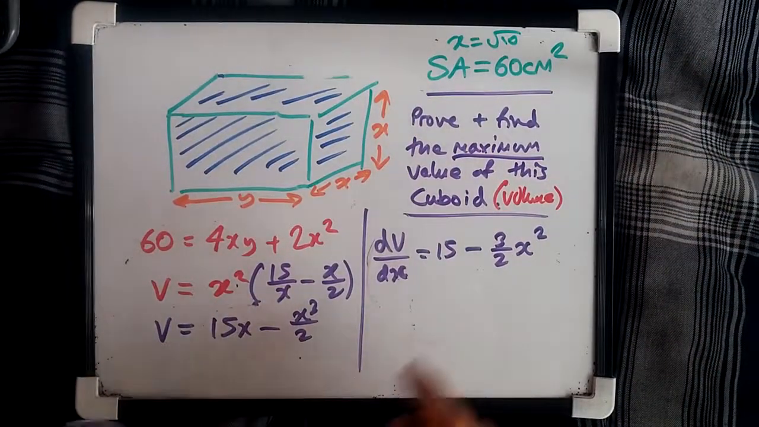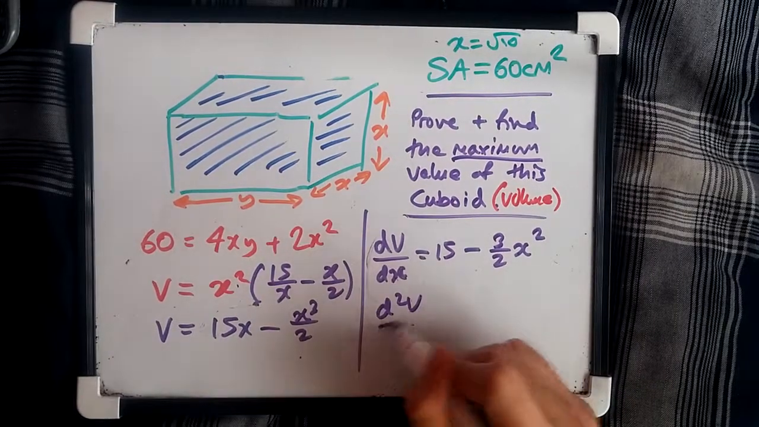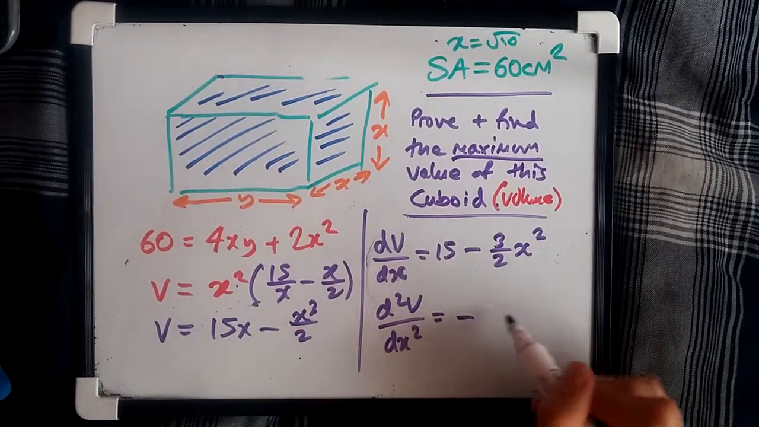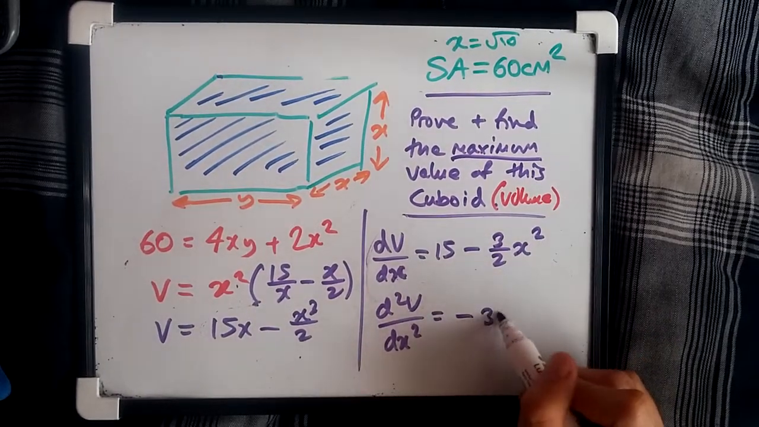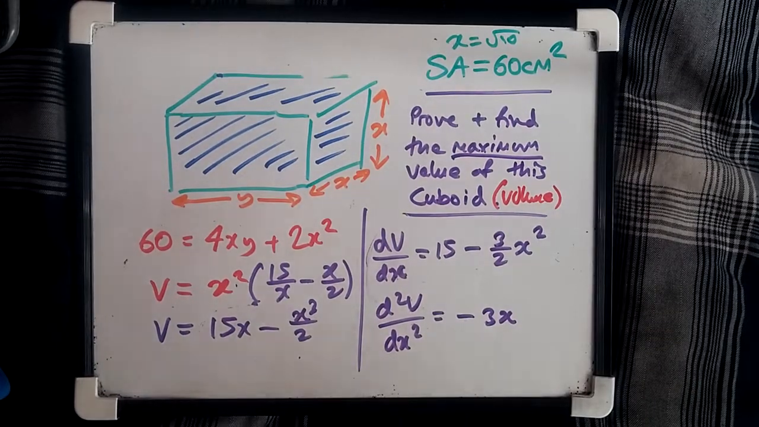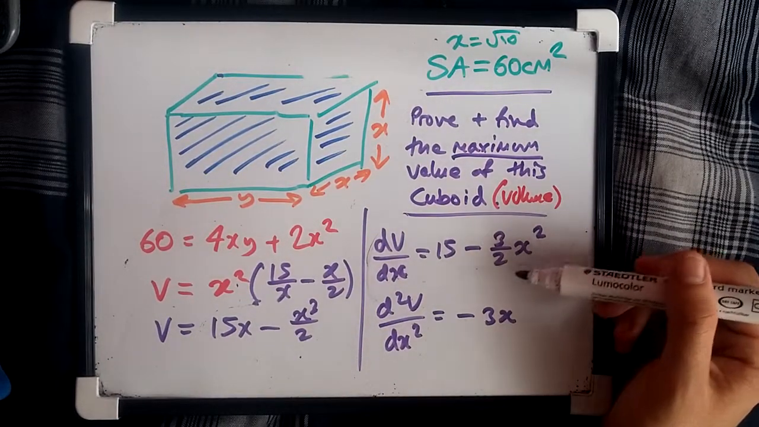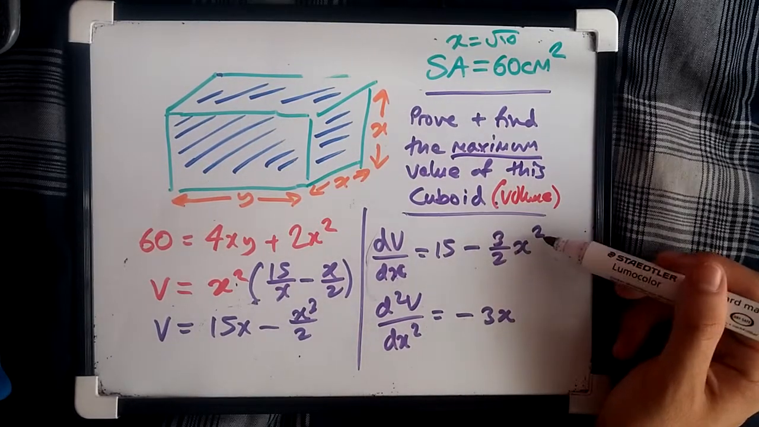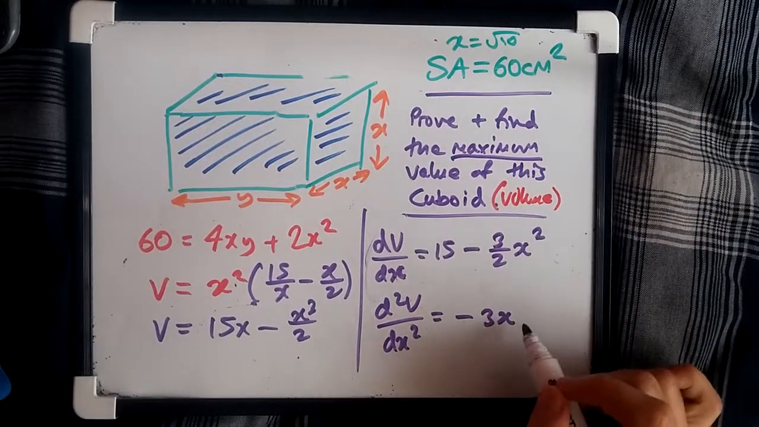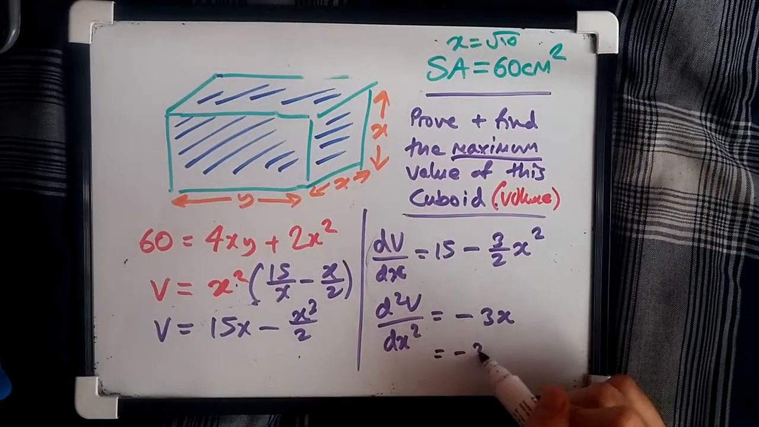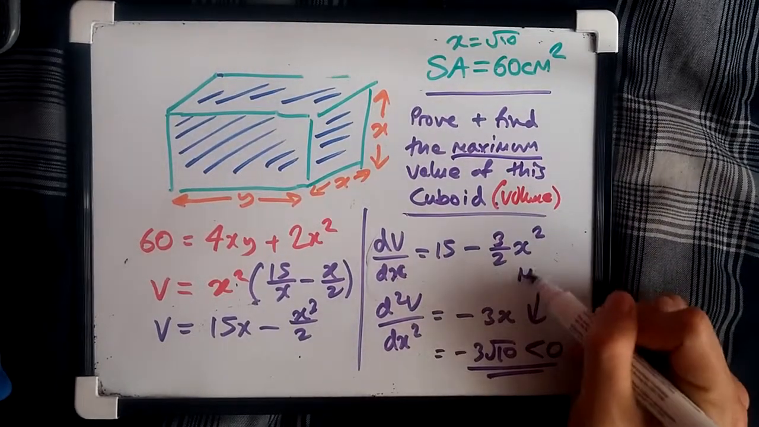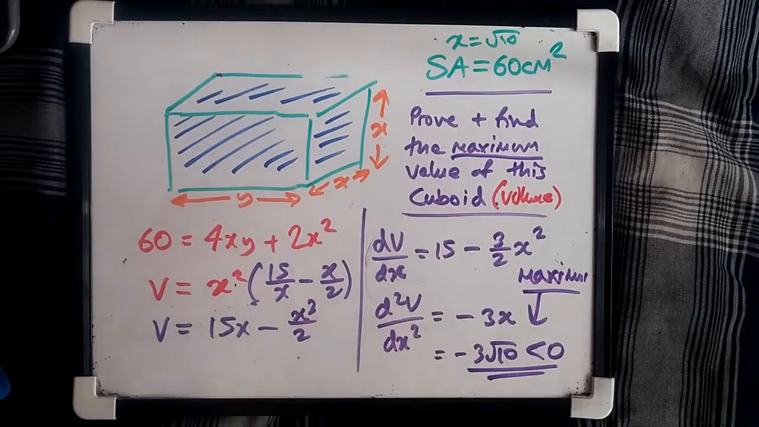Now differentiating this again, the second derivative is to show that this is a max or min. Differentiating 15 is 0. Differentiating this one, dropping the power, we're going to get negative 3x. Why? Because the 2 cancels out the 2. It'll be 3 times 2 over 2, the 2 goes, we're left with 3. Reduce the power by 1, you get this. And of course, using our x equals root 10, we can clearly see that this is negative, and hence this is a maximum. Okay, not bad. So we've kind of proven it's a maximum. Now what do we do here?